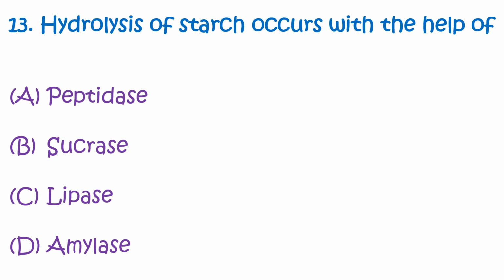Question number 13. Hydrolysis of starch occurs with the help of: option A peptidase, option B sucrase, option C lipase, option D amylase. And the correct answer is option D amylase. Now hydrolysis of starch involves addition of water molecules and breaking down of glycosidic bonds between glucose molecules, which are then further formed into smaller particles of polysaccharides, disaccharides, and other glucose units. The enzyme used in this hydrolysis is the amylase enzyme. It can be alpha amylase or beta amylase.